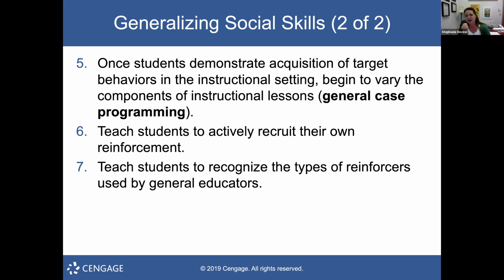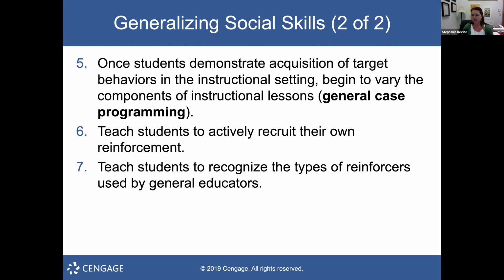Number 6, you teach the students to actively recruit their own reinforcement. Teach them to ask the teacher, if they're in, let's say, a specials class where they're working on this social skill, and that teacher doesn't do a great job noticing when the student is performing that skill appropriately. So teach the student to ask the teacher at the end of class or at an appropriate time, how did I do today on my saying hi? Teach them to ask for that reinforcement.